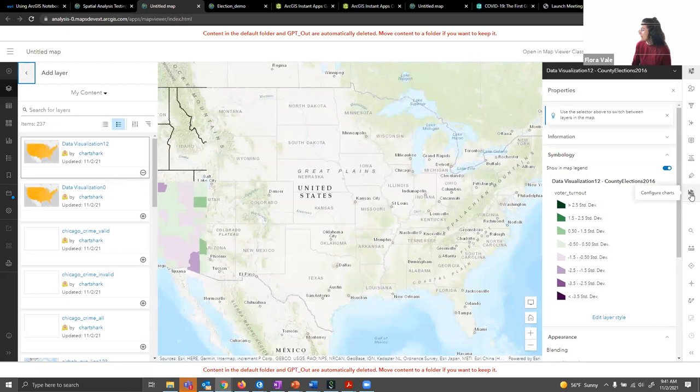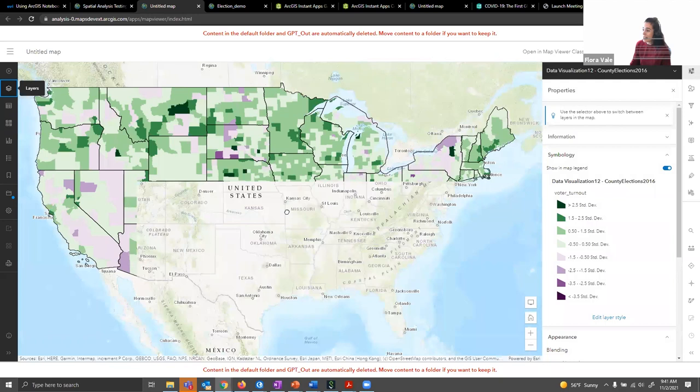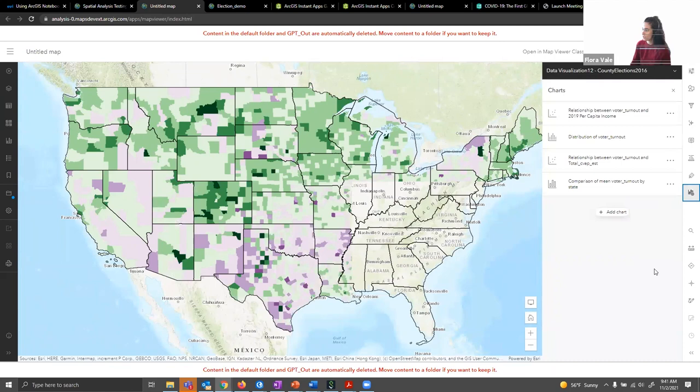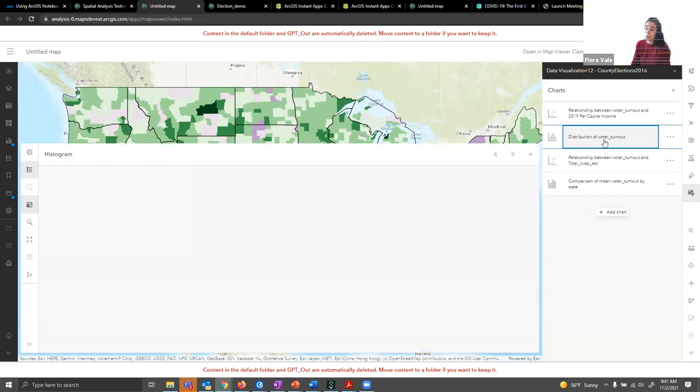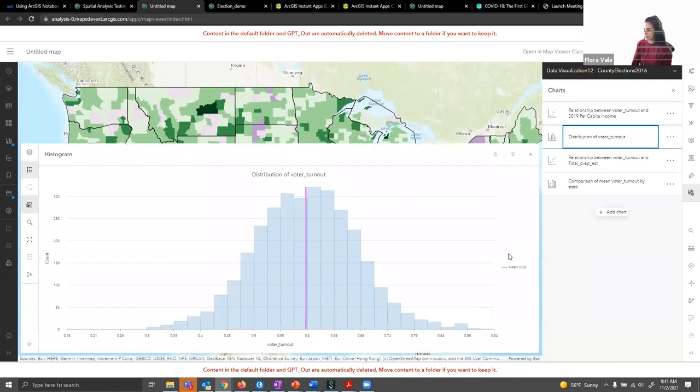So this is that data that I just published. And we can see under our configured charts list, these charts were the ones that I made in Pro. So they carried over, they were published with the feature service, and we can visualize them here inside of Map Viewer. And we can also make new charts.